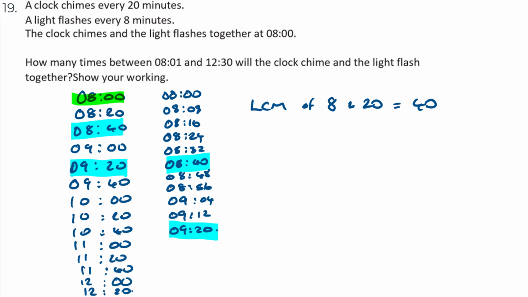Okay, so every 40 minutes after that then it's going to be chiming here, here, here, here. Okay, so how many times is that? It's 1, 2, 3, 4, 5, 6. It's going to chime 6 times. 6 times together.